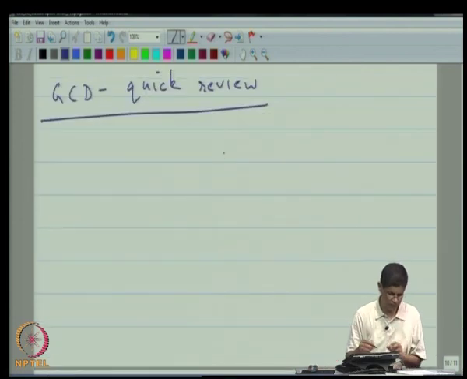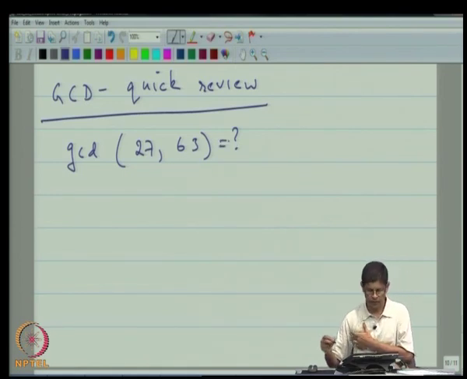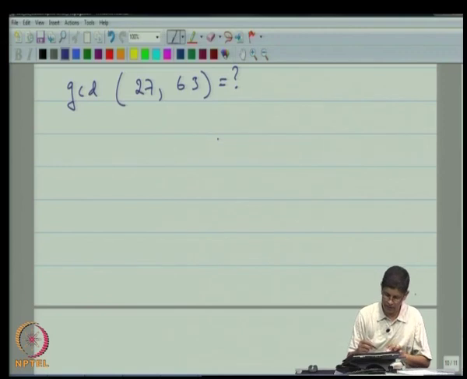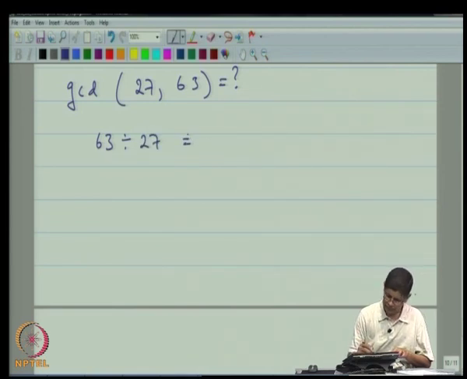So, first of all, an example: what is the GCD of the integers 27 and 63? How would you compute it? Now, the algorithm that you would have learned perhaps in high school is that you keep dividing until you get remainder 0. So, 63 divided by 27 is 2, 54, remainder is 9.